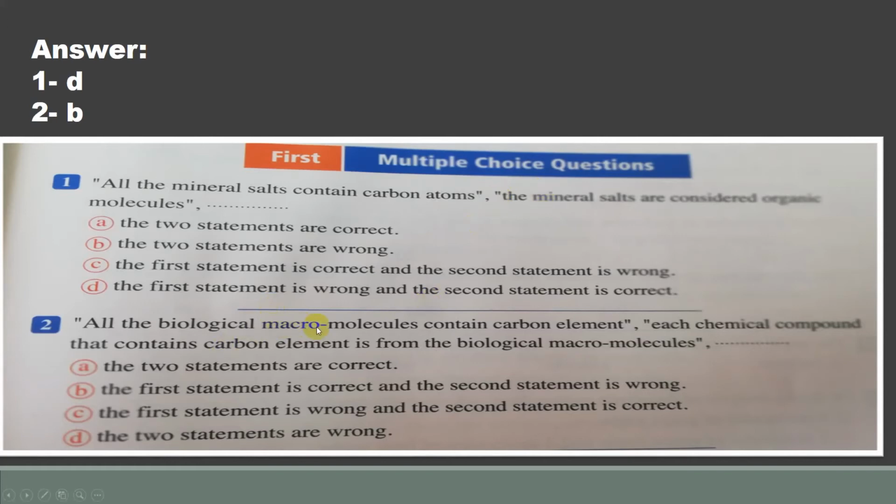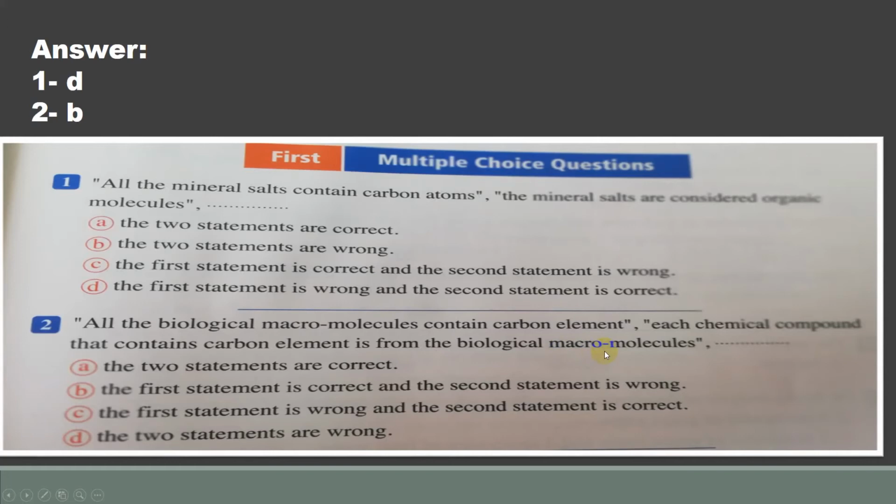All the biological macromolecules contain carbon elements. This is correct. All the biological macromolecules هي the polymers, all the organic substances. يعني كل المركبات البيولوجية الكبيرة اللي احنا قلنا اللي هم الفور organic substances: carbohydrate, lipids, nucleic acid and protein, they contain carbon atom. Yes, that's right. Each chemical compound that contains carbon element is a biological macromolecule.